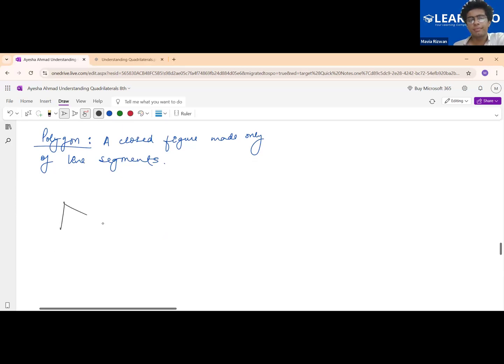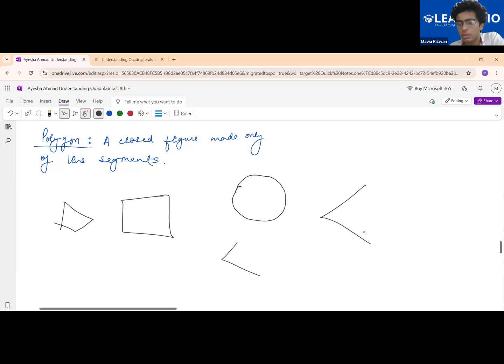This is a polygon. Like this is a polygon. This is a polygon. Ayesha, tell me, is this a polygon? A circle? No, sir, because it is not made up of line segments. Tell me, is this a polygon? This figure I drew, this one. No, because there should be three or more line segments.